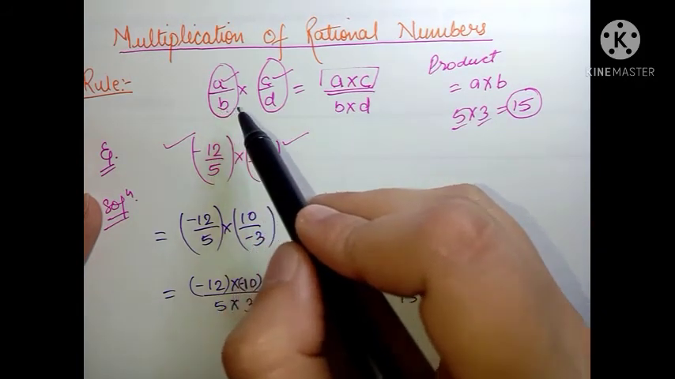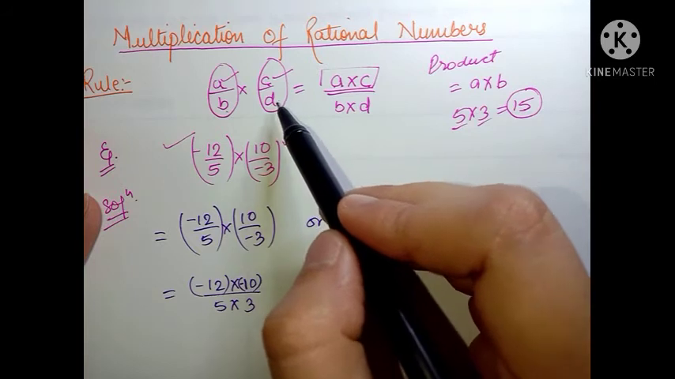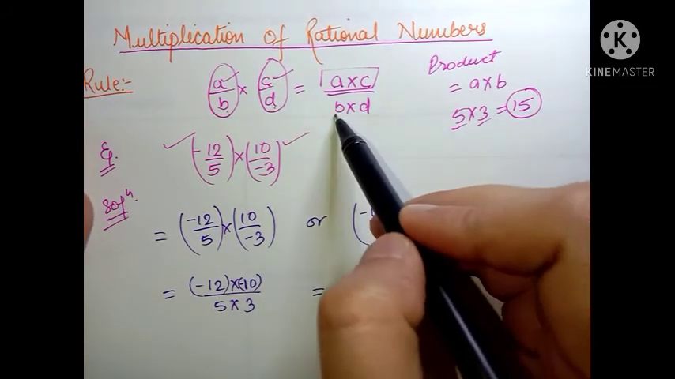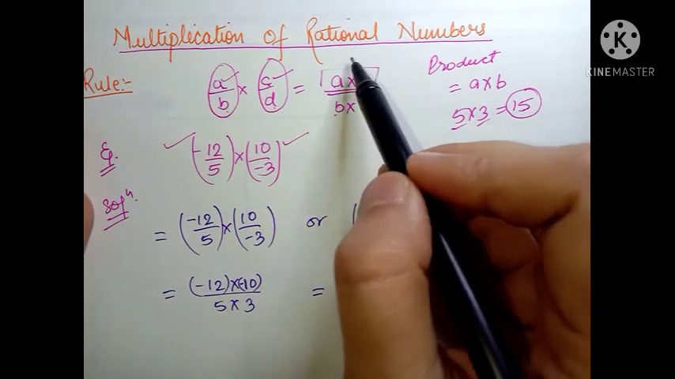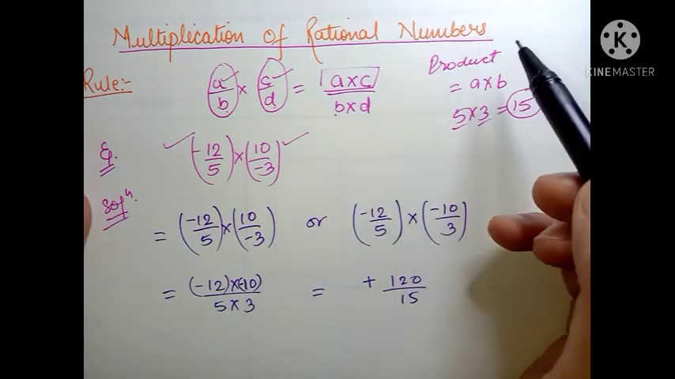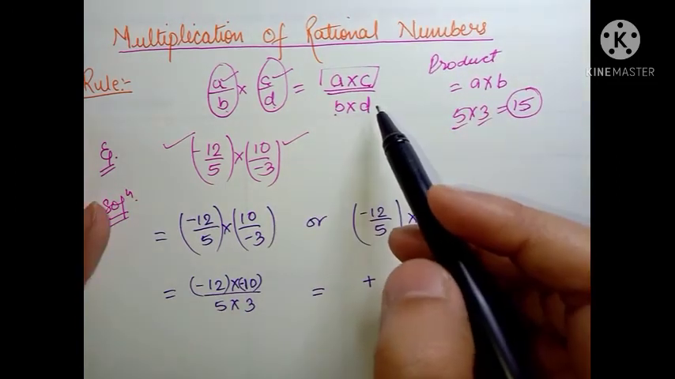The denominator in the first one is B and the denominator in the second one is D. So you have multiplied them together. That's how you reach the multiplication of two rational numbers. In the same manner, we proceed with an example.